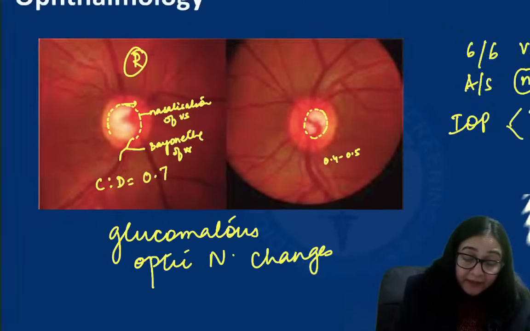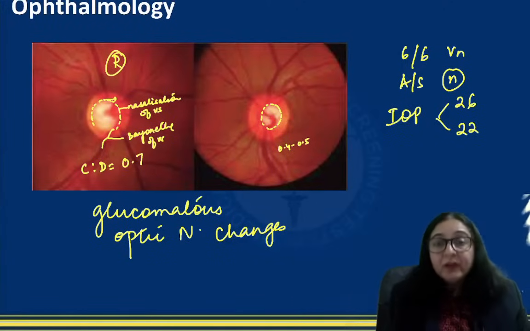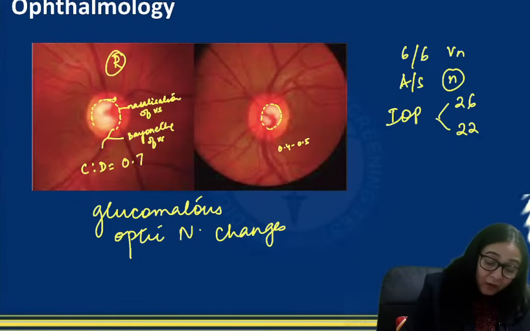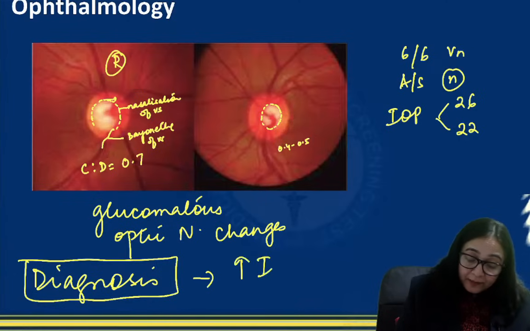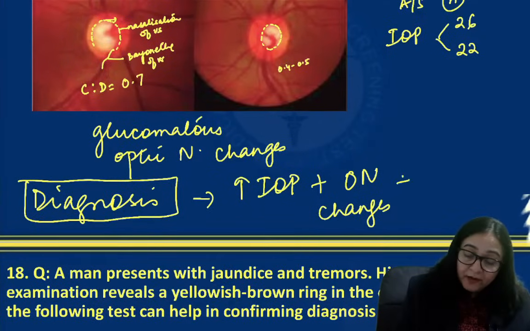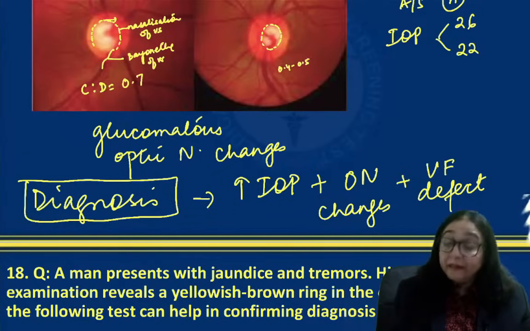Okay, now is this patient a patient of glaucoma? To call a patient or to diagnose a patient as having glaucoma, the diagnosis will be confirmed by a combination of three things, beta. High intraocular pressure, optic nerve changes, and the third thing is visual field defect. So the patient should have visual field defect corresponding to the optic nerve changes.